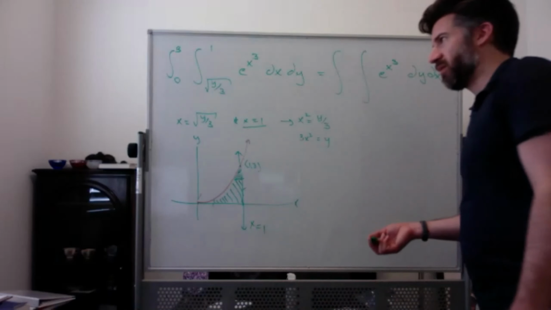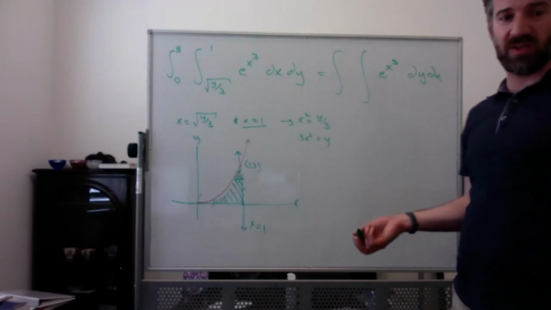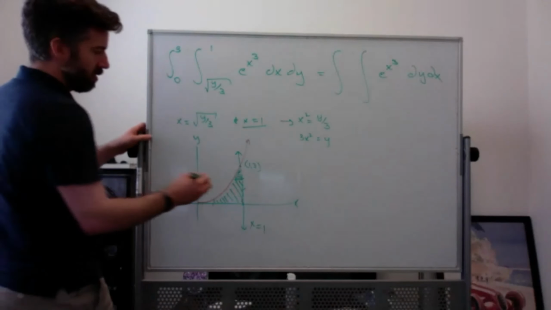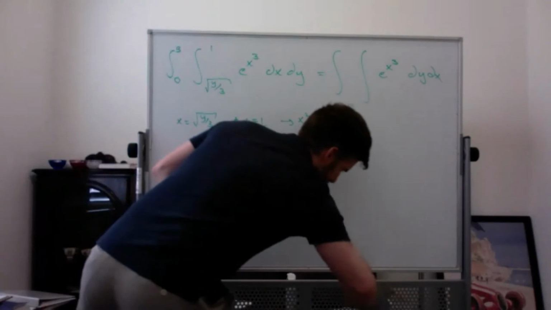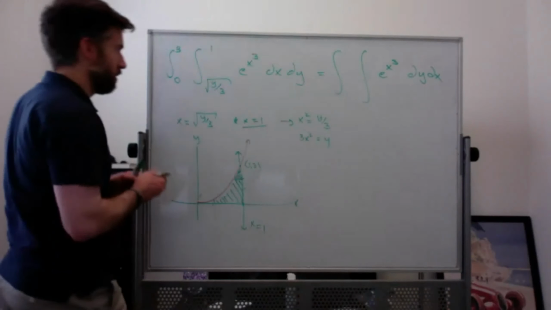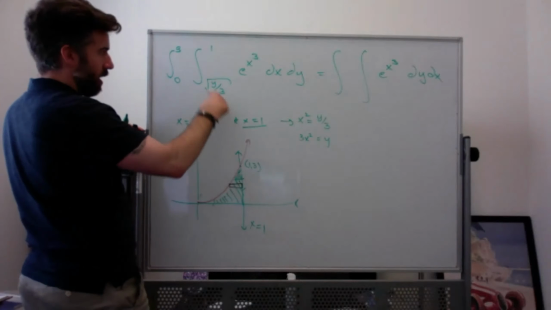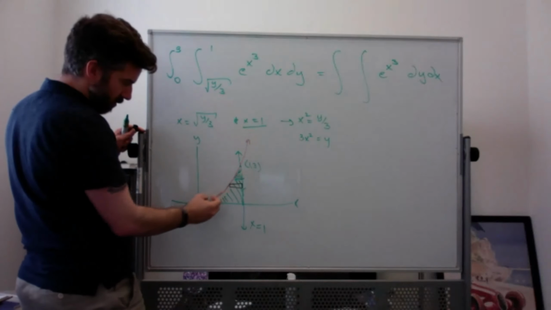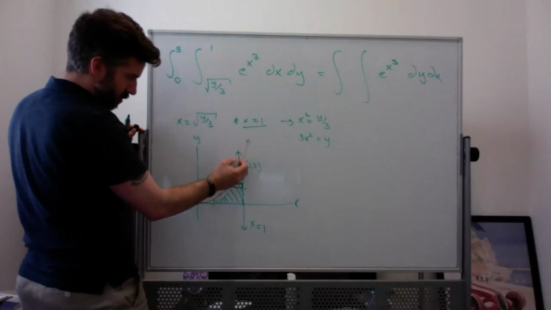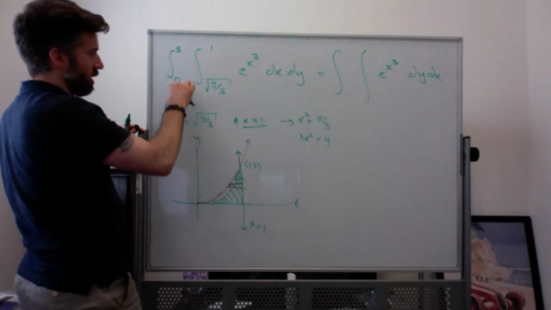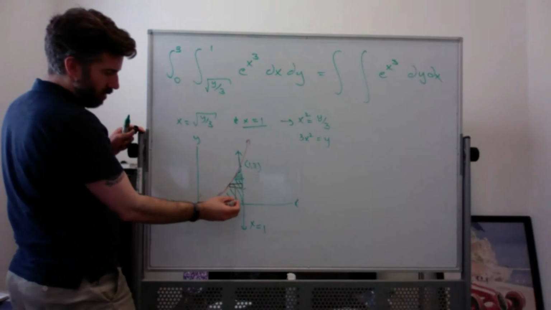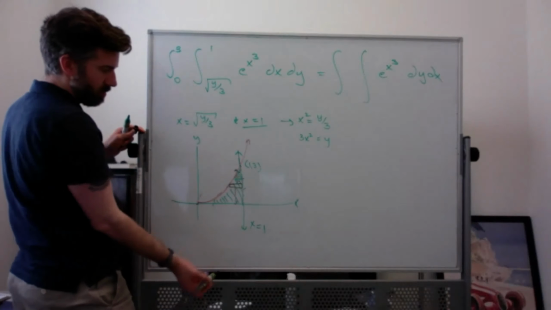Okay, so we've already done most of the work to change things around. In our original expression, we had horizontal strips. This was going from x equal to the square root of y over 3 to x equal to 1. And then our strips are ranging as low as 0, as high as 3.